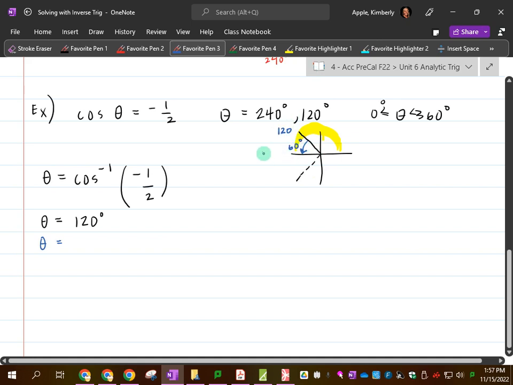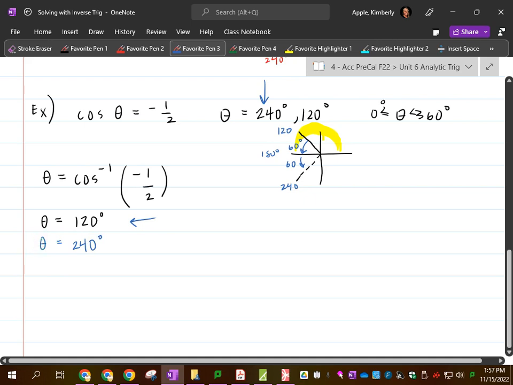So how far past 180 do I need to go? There we go. 60 more. This will give me 240. That is the hidden, quote unquote, value for cosine that my calculator didn't give me. Notice we got the same answers. We just had to find this one because your calculator can only give you one.